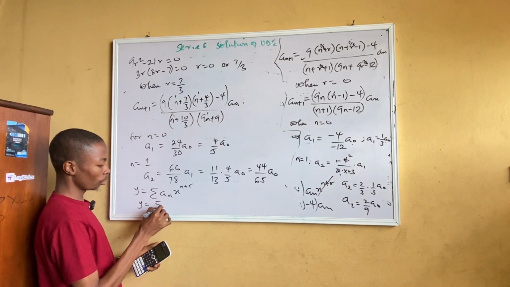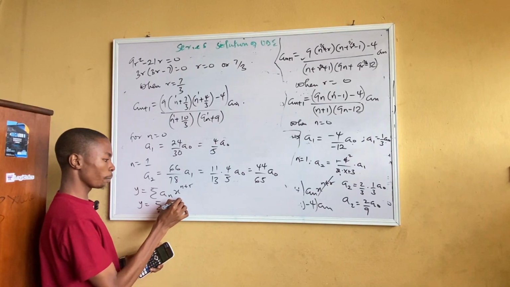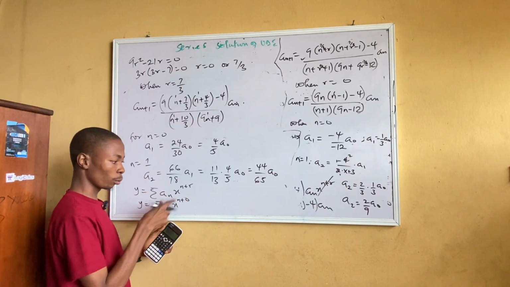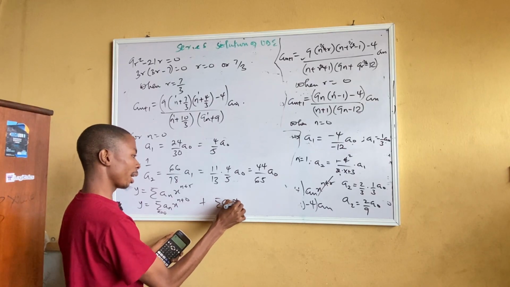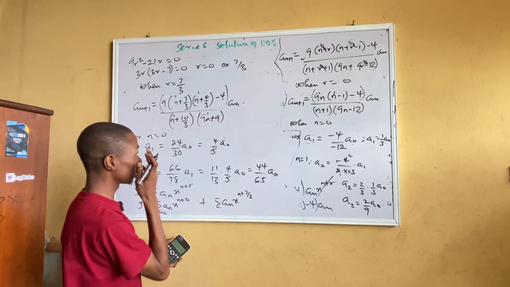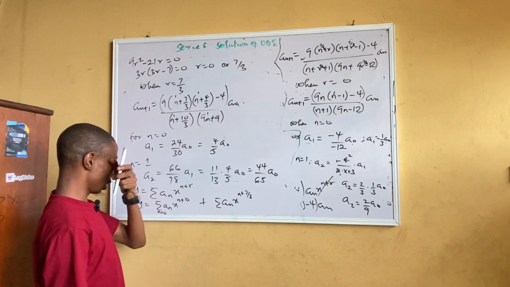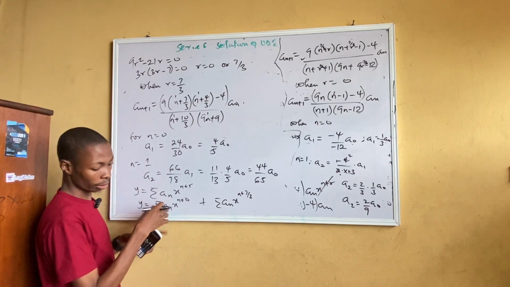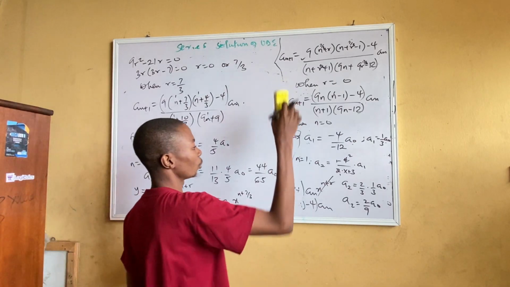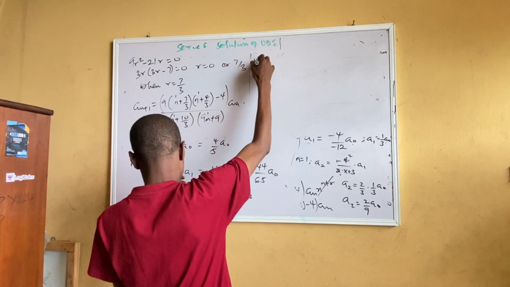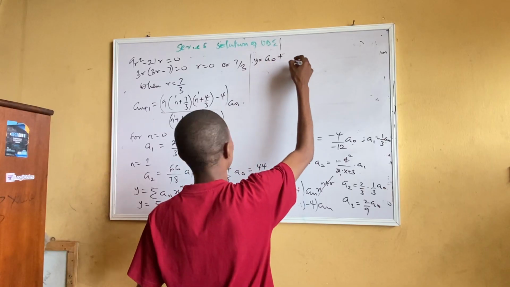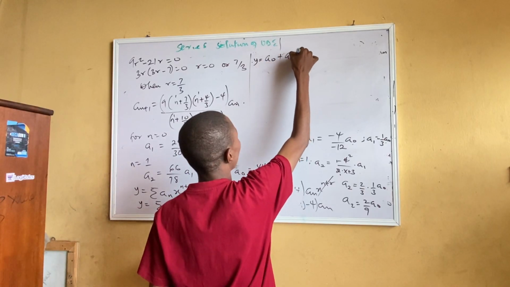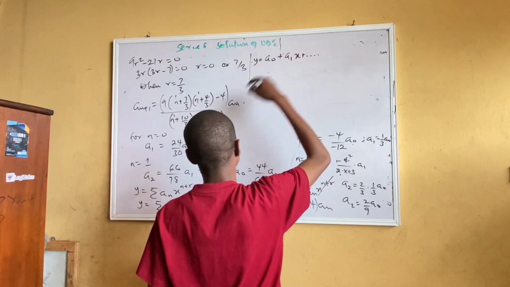Summation n from 0, a n x to the n plus 0 for r equals 0. Then plus summation a n x to the n plus 7 over 3. Does that make sense? The other value of r. Then you expand. If you expand this, a naught, a1, a2, y equals, for n is 0, this will be a naught, right? For n is 1, this will be a1 x, right? Let me say plus dot dot dot like that.